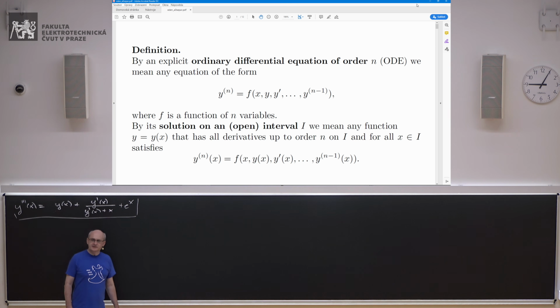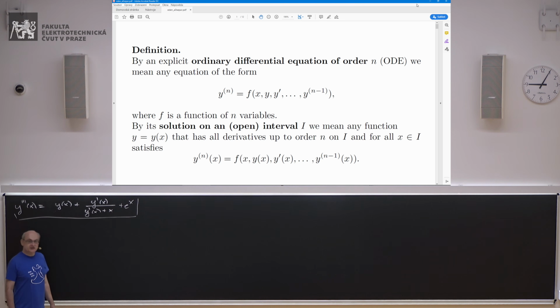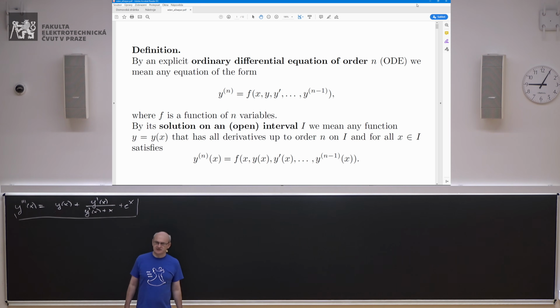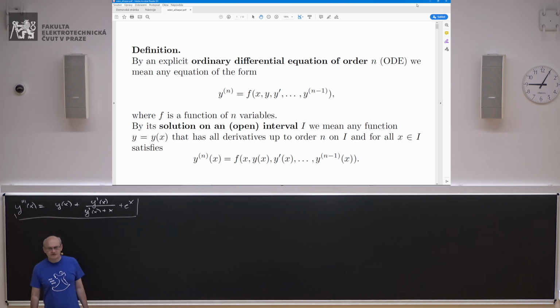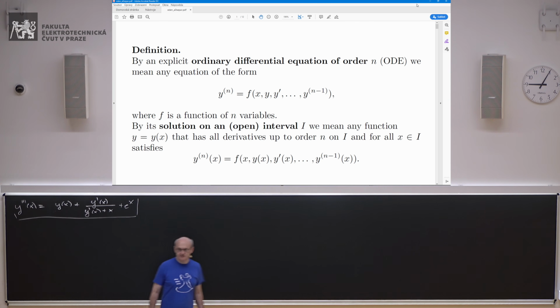Hello. We will start our exploration of ordinary differential equations today. So, what are ordinary differential equations? That's a natural question. First of all, they are equations. Second, the unknown in such an equation is not a number, but a function. And third, in a differential equation, we expect to see derivatives of this function.